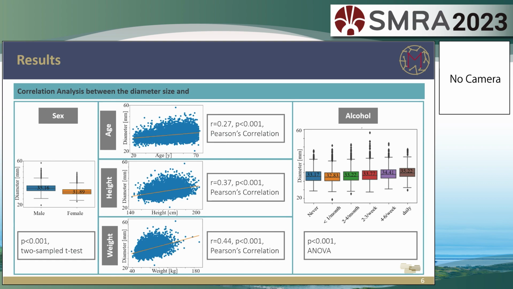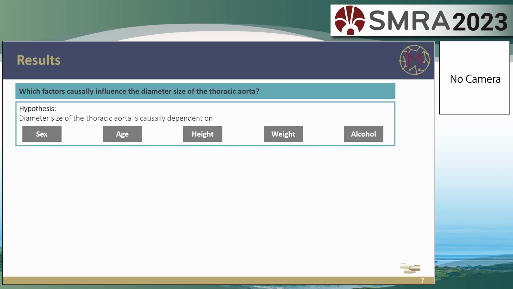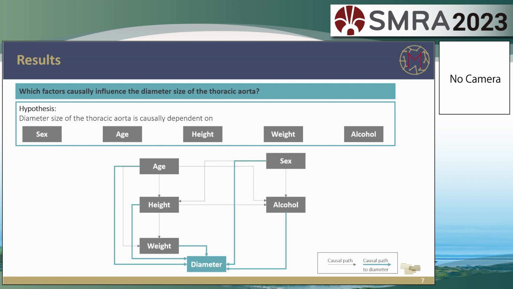And we could also observe there that with an increasing alcohol consumption, also the diameter size of the thoracic aorta seems to enlarge. And having those correlation results, we could now set up our hypothesis for the causal analysis. And therefore, we hypothesized that the diameter size of the thoracic aorta is causally dependent on sex, age, height, weight, and the alcohol consumption. So we would expect from the Peter-Clark algorithm to output the following causal graph.